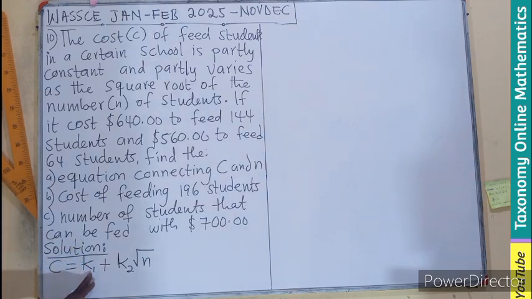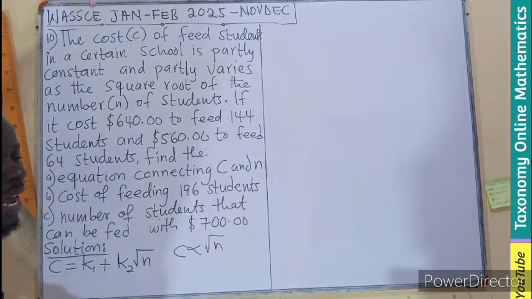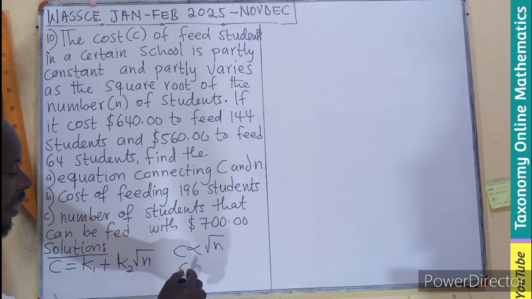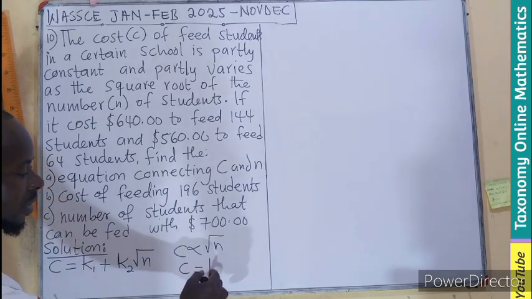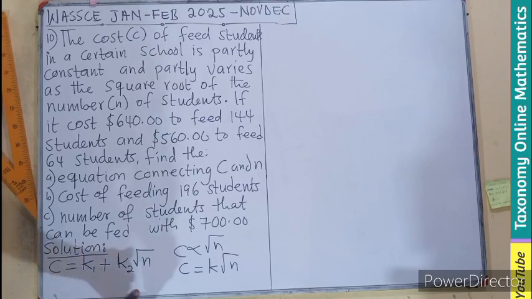C varying partly as a constant and partly as the square root. So this K2 is the constant of proportionality in C varying as the square root of N. So C will be equal to K1 plus K2 root N. Since we have a constant already, we indicate this second constant, so we are adding the two together.